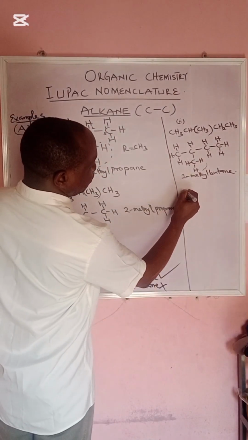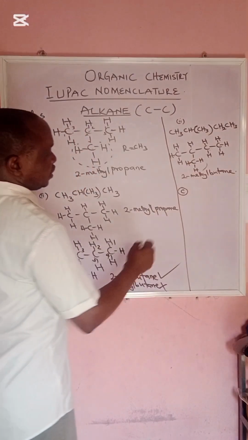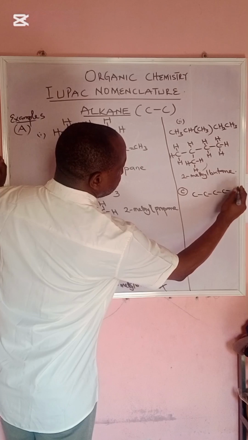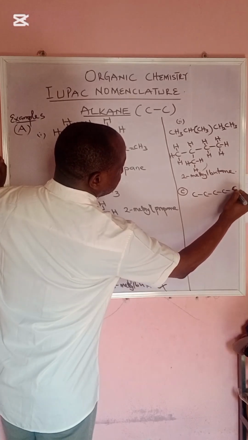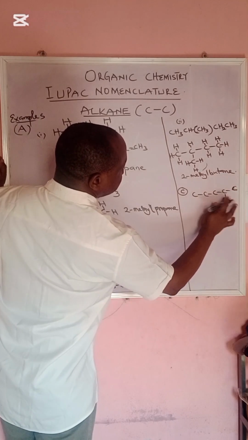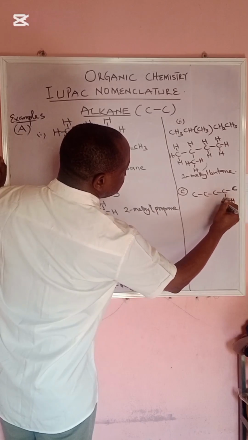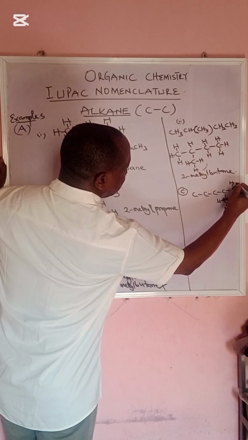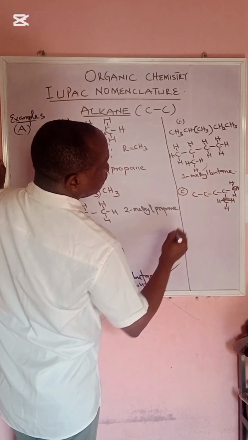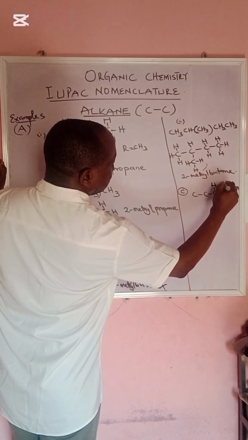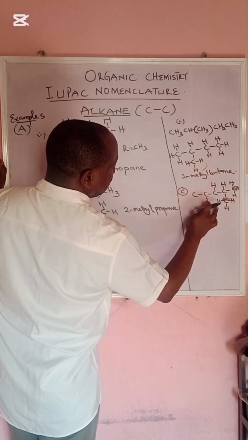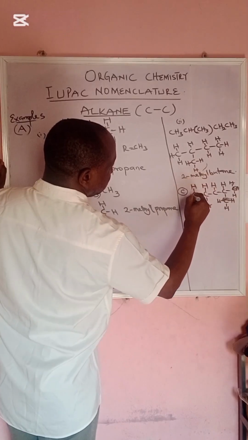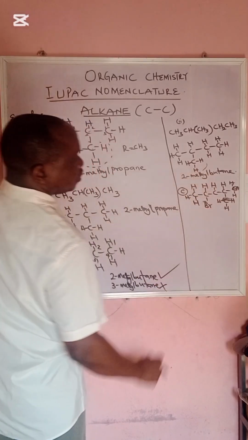So let's see example C. You are given 1, 2, 3, 4, 5. Then you have CH3 here. You have hydrogen here, hydrogen here, hydrogen here. You have hydrogen, hydrogen. You have bromine here. You have hydrogen here, hydrogen here, hydrogen here, hydrogen here.